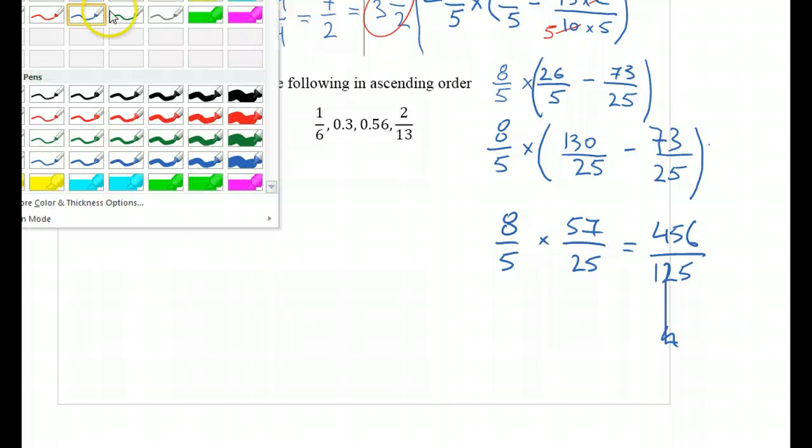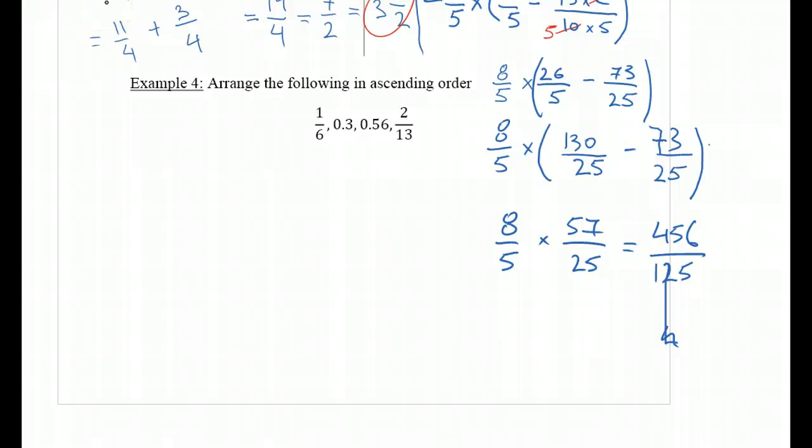I'm pretty sure you can't, but I can turn it into a mixed fraction, and that's going to be 125 can go into 456 3 times, and then 3 times 125 is going to be 375, and 456 minus 375, that's going to be 99, I believe. So we have 99 over 125 as our final answer. Woo! That took a long time.